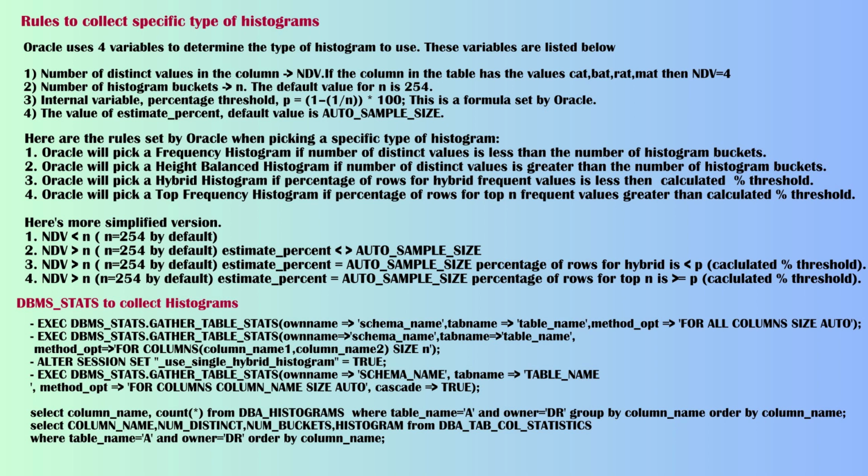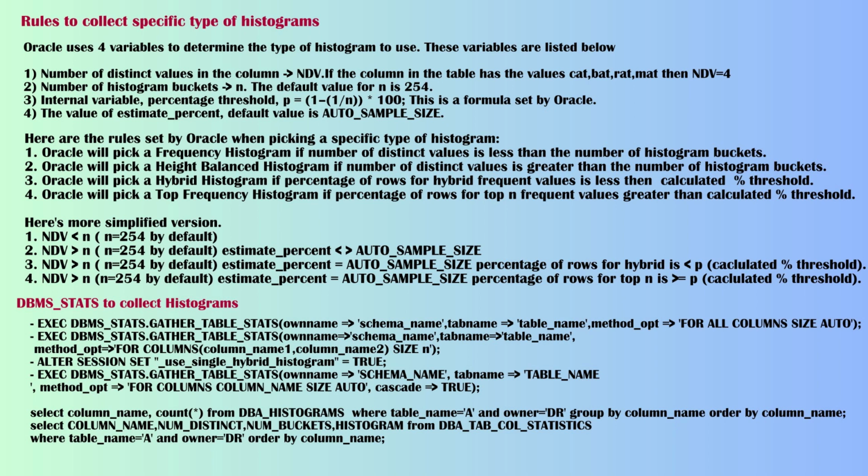Here are the rules, set by Oracle, when picking a specific type of histogram. 1. Oracle will pick a frequency histogram if the number of distinct values is less than the number of histogram buckets. 2. Oracle will pick a height-balanced histogram if the number of distinct values is greater than the number of histogram buckets. 3. Oracle will pick a hybrid histogram if the percentage of rows for the top n (n equals 254 by default) frequent values is less than the calculated percentage threshold. 4. Oracle will pick a top frequency histogram if the percentage of rows for the top n (n equals 254 by default) frequent values is greater than the calculated percentage threshold.